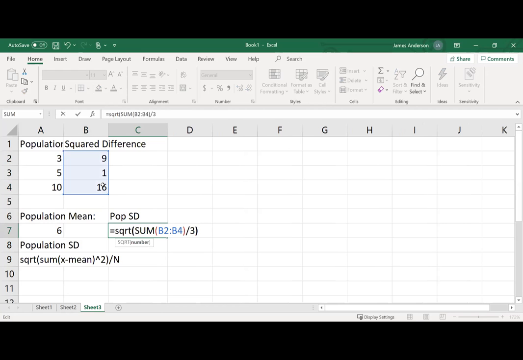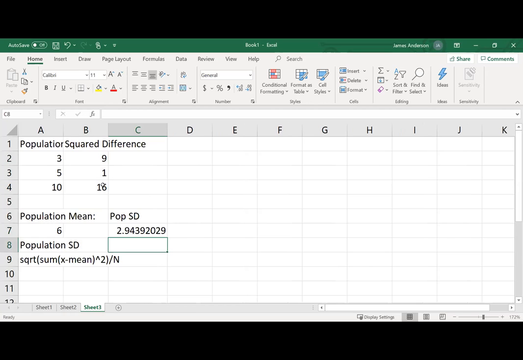Let's see if I mess this up or not. So 2.94, let's see if I did this wrong. To 3 decimal places, I have 2.944. Oh, I did it right. Cool. So that's how you do the first part. You just find the population mean, which is the mean of all your values. Then you find the squared differences, sum them up, divide by N, and take the square root of the whole thing.